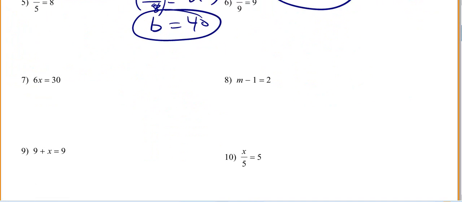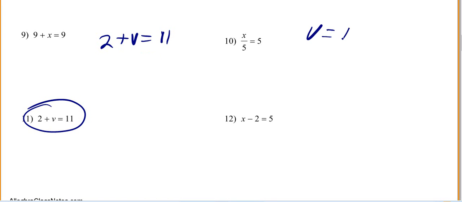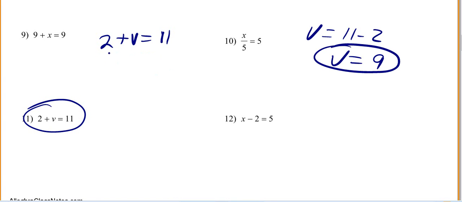Let's see if there's one more that looks a little bit different. Let's do 11 here. So you've got 2 plus v is equal to 11. Well, what do we know about v? Well, we know when we add 2 to it, it's 11. So v is equal to 11 minus 2, which is v is equal to 9. That's one way to think about it intuitively.